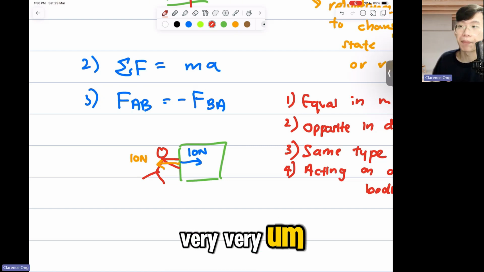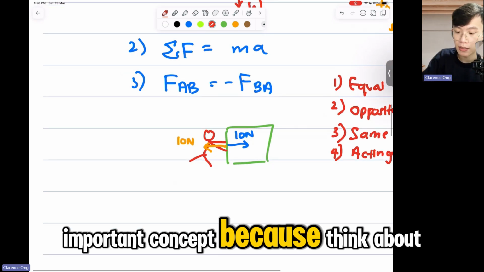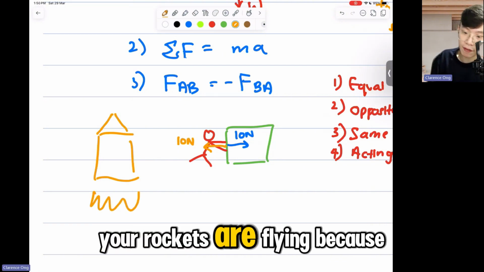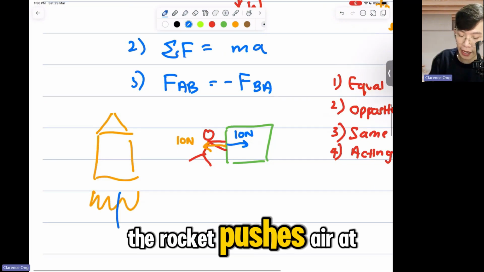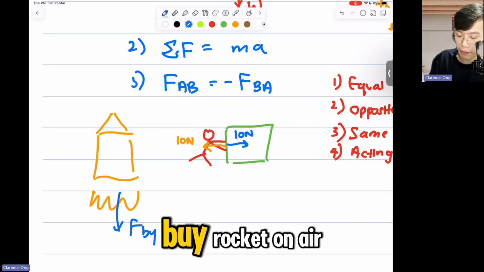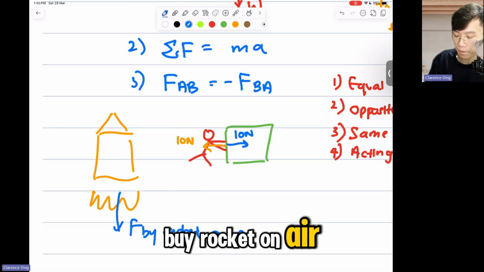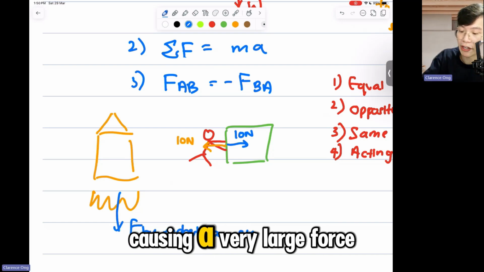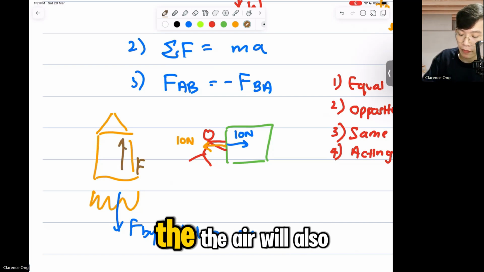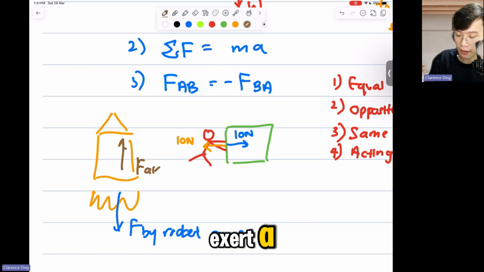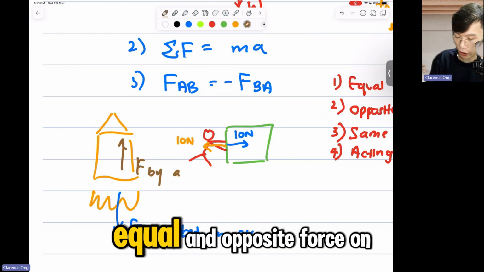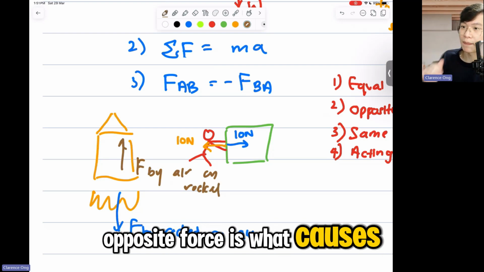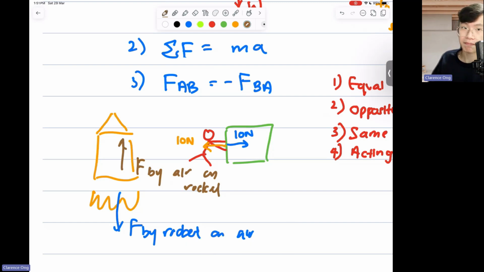Very, very important concept, because think about how rockets are flying. Rockets fly because the rocket pushes air out at a very large speed. So this is the force by rocket on air. It expels a lot of air in a very short period of time, causing a very large force. The air will also exert an equal and opposite force on the rocket, and this equal and opposite force is what causes the rocket to be propelled upwards.